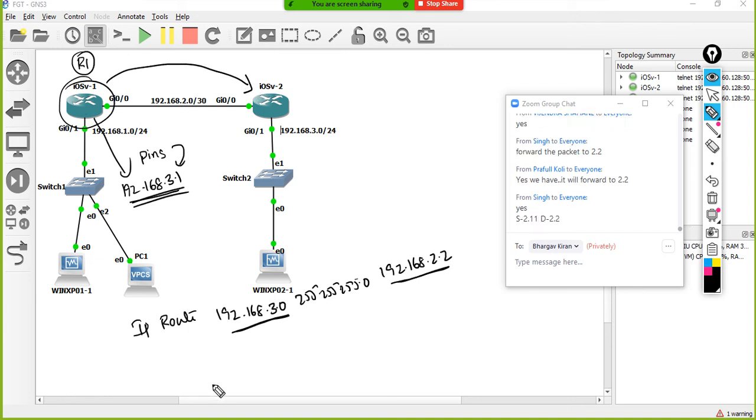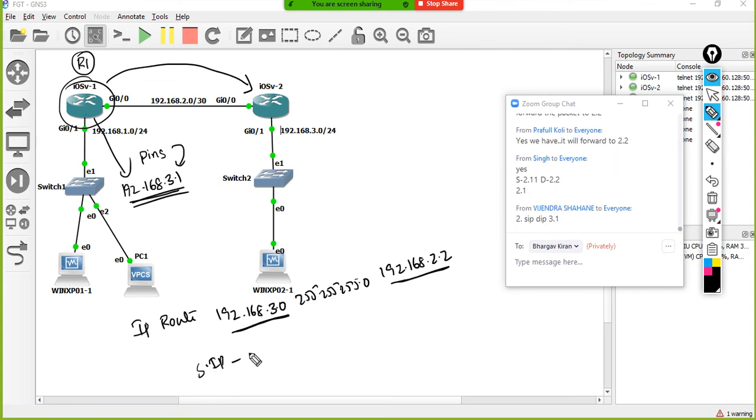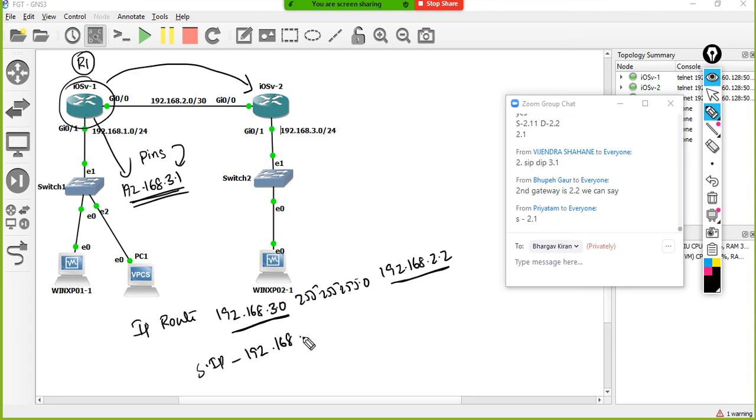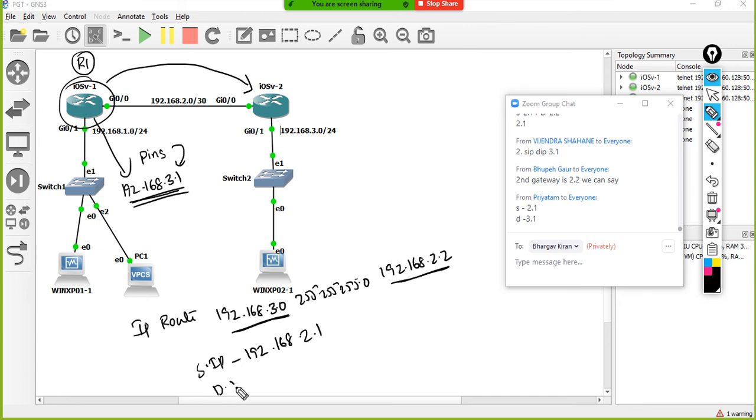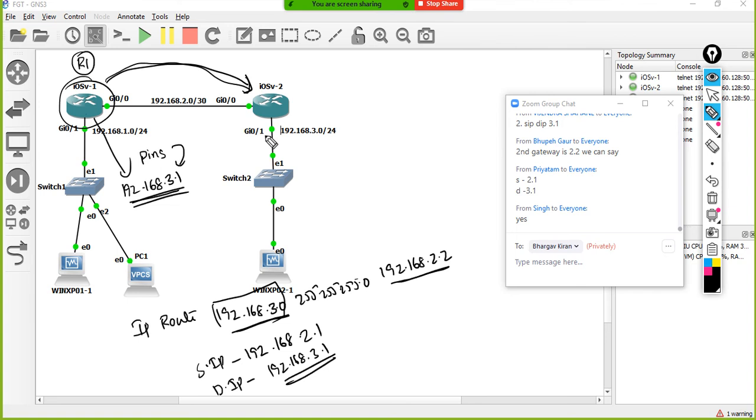Help me out. The source IP is 192.168.2.1 and the destination IP is, what is that? 192.168.3.1, right? So you are looking for the 3 network, and that's why it says go here. You are able to reach router 2, yes or no? Then after that, 3.1 is configured where? Where did we configure 3.1?